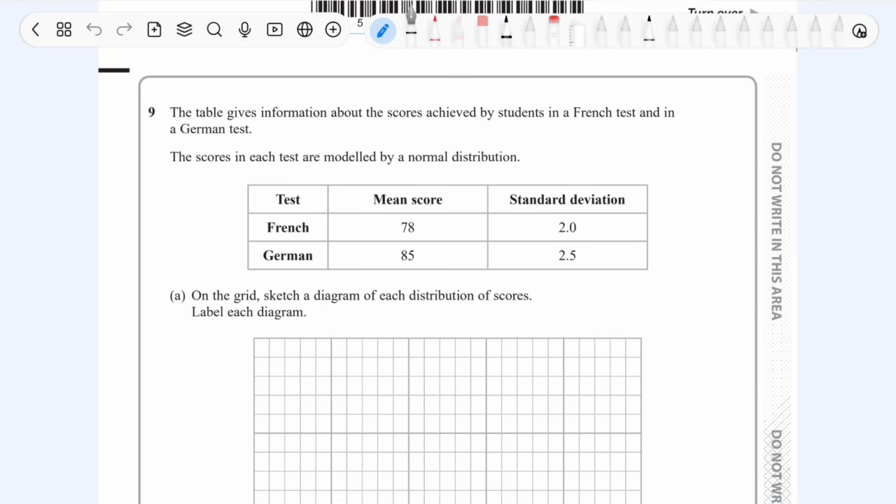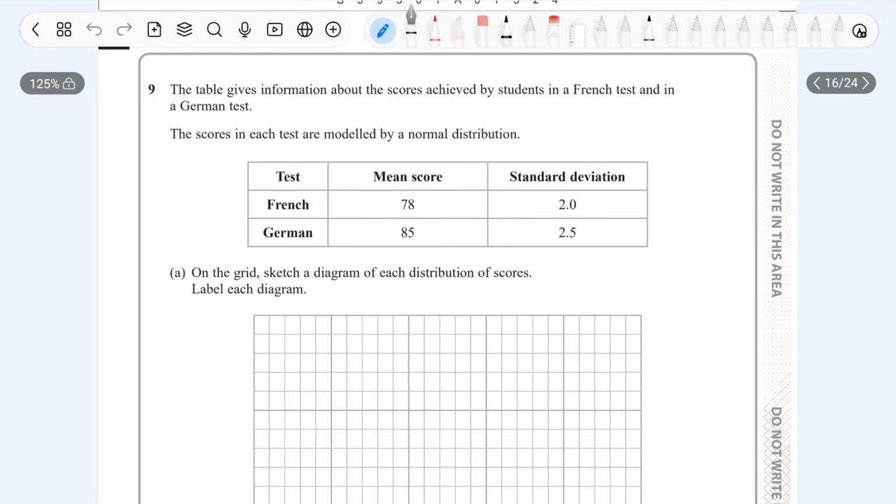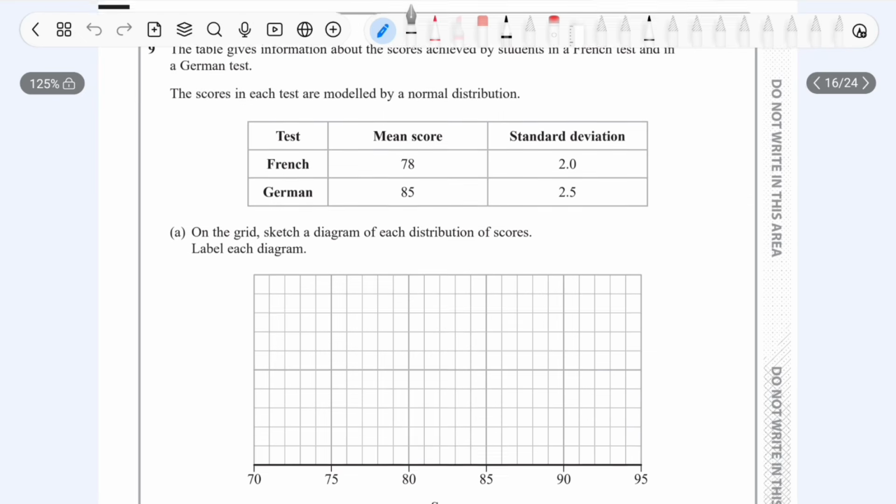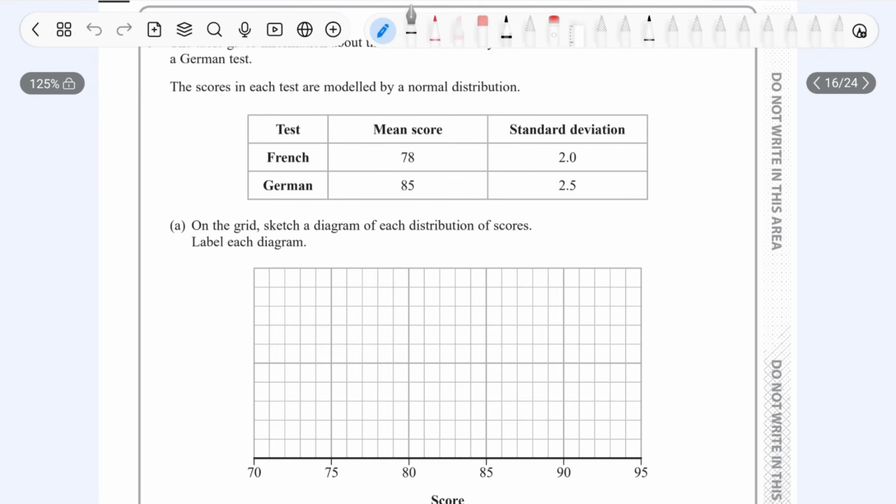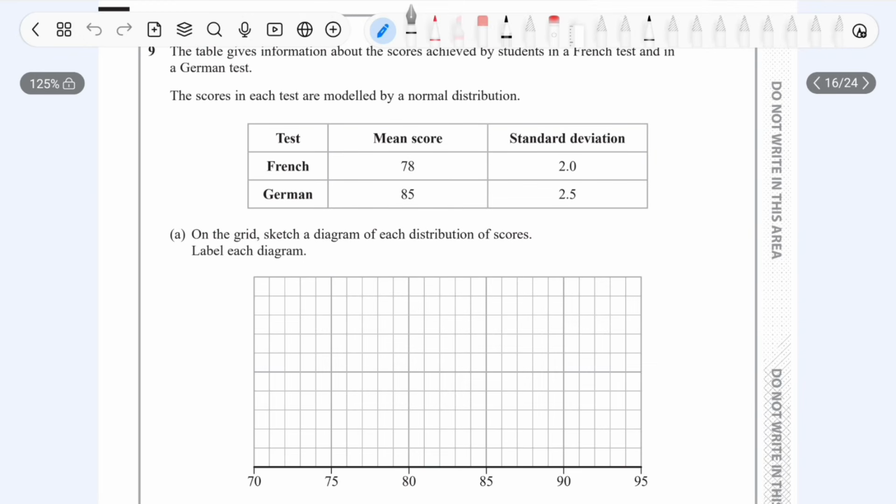Question 9. The table gives information about the scores achieved by students in a French test and in a German test. The scores in each test are modeled by a normal distribution. Here's the data, and on the grid we need to sketch a diagram for each of the distribution of scores and label each of them. So let's just highlight what we know.